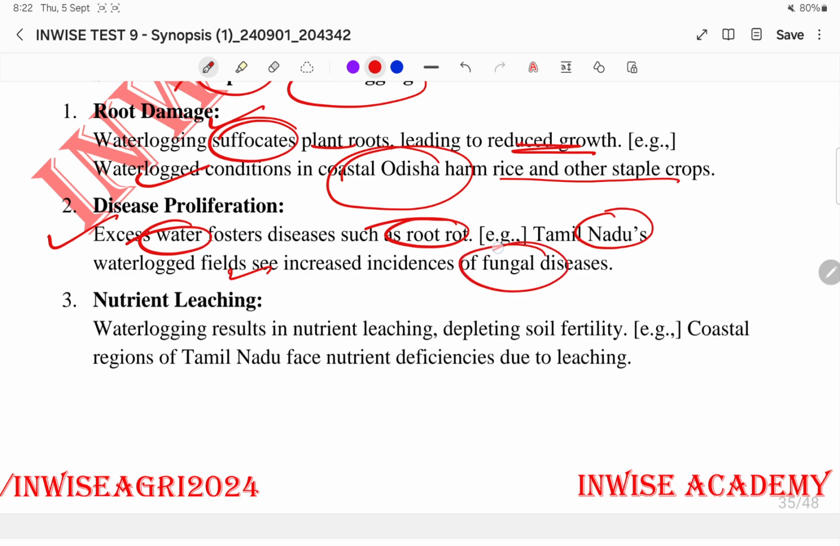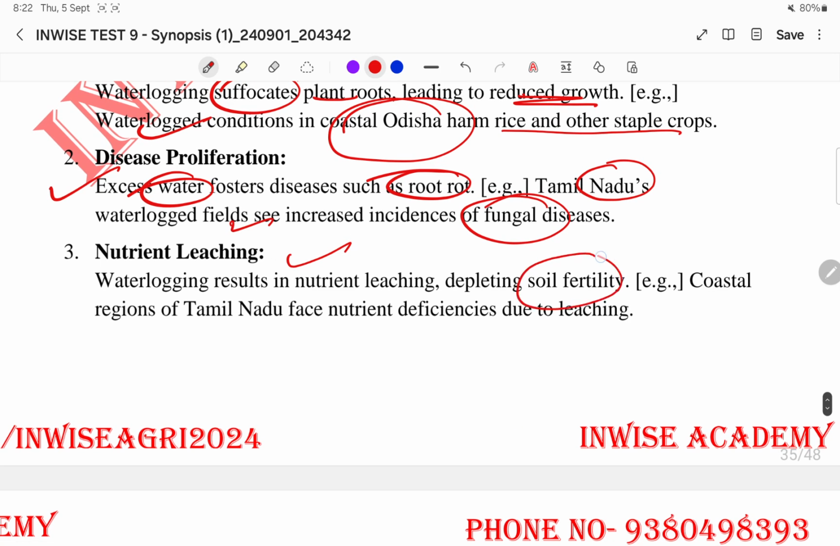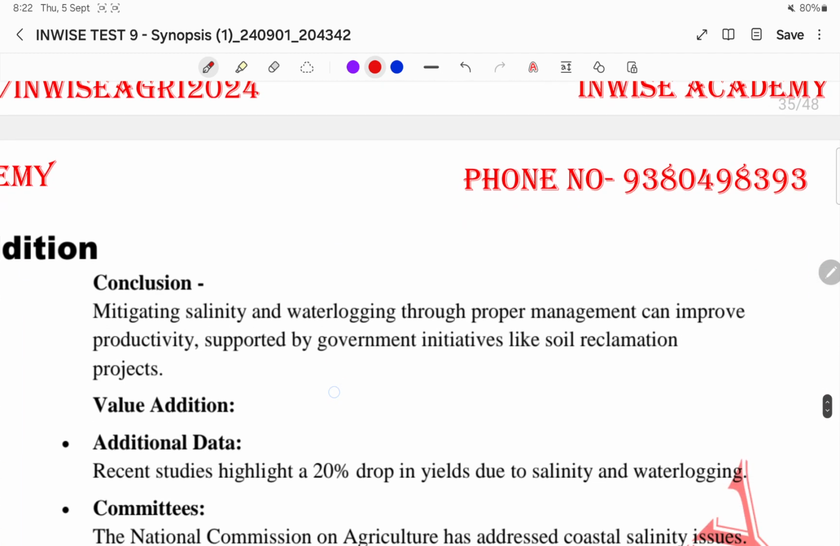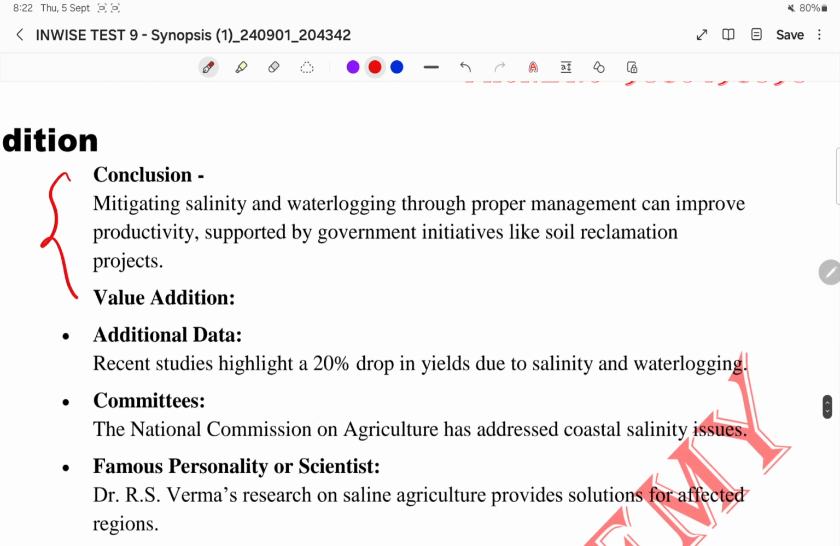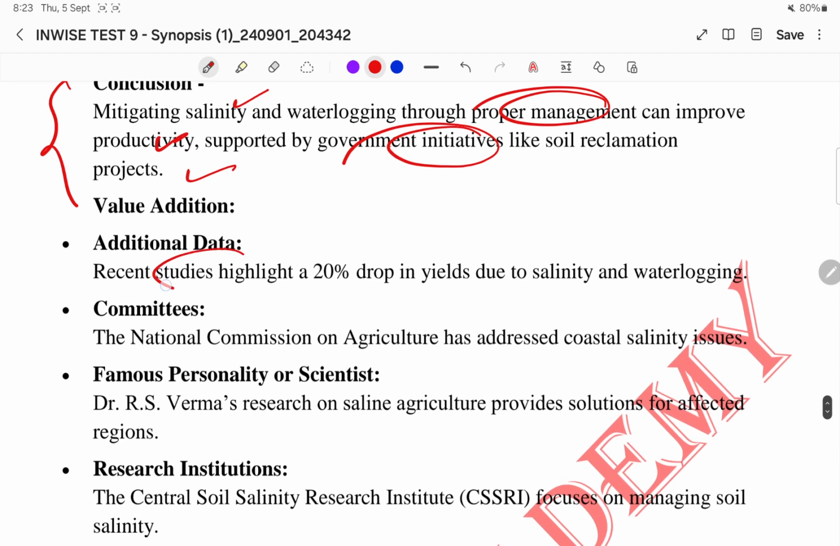They have seen the fungal infestation. Then nutrient leaching, depleting the soil fertility. Okay. Come to conclusion. Mitigating salinity and waterlogging through proper management can improve the productivity, supported by government initiatives like soil reclamation projects. So value addition: the recent study highlights the 20% drop in yields due to salinity and waterlogging.